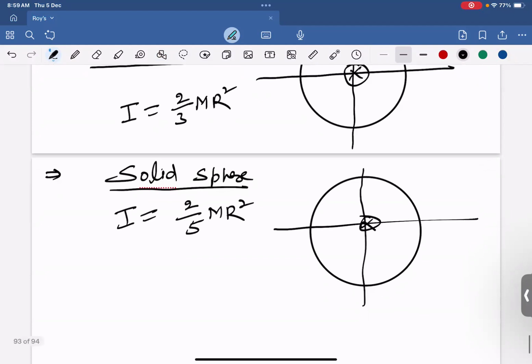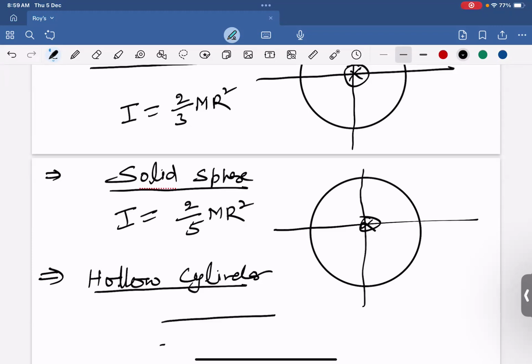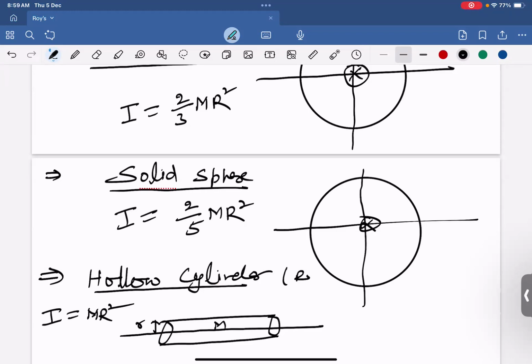Hollow sphere, solid sphere, then they ask about the cylinder also. So one is the hollow cylinder. If we have a hollow cylinder, let's suppose I have a cylinder here. This is the axis. The radius is r, and the mass is m. So here I is equal to mr square. Remember that a hollow cylinder is equivalent to a ring also.